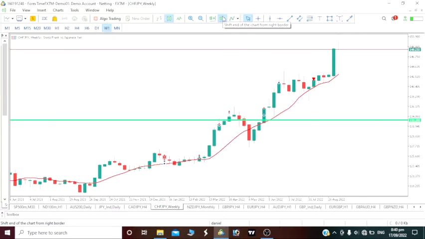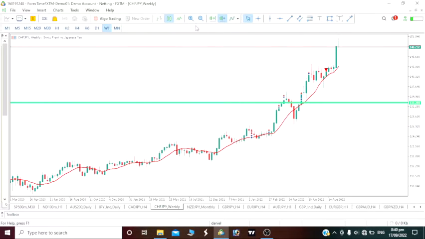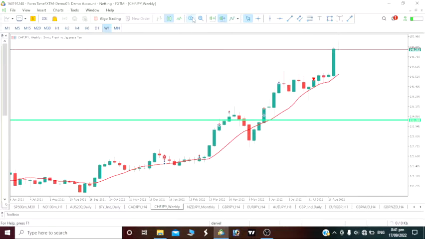On this weekly time frame, we are still on a bullish move, by the way. Price has been ranging, coupled with the fact that the price is now above the 10-period moving average.